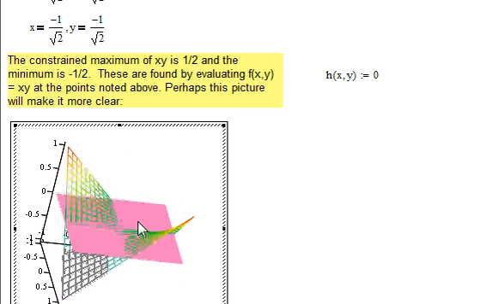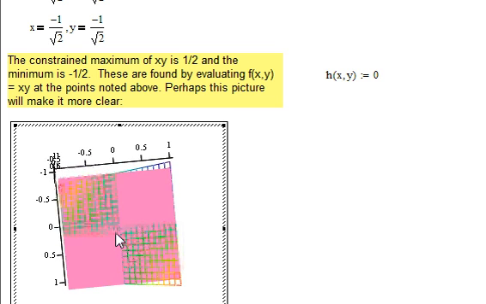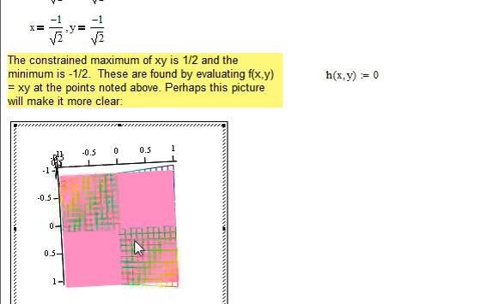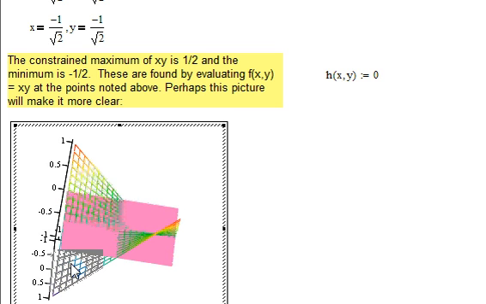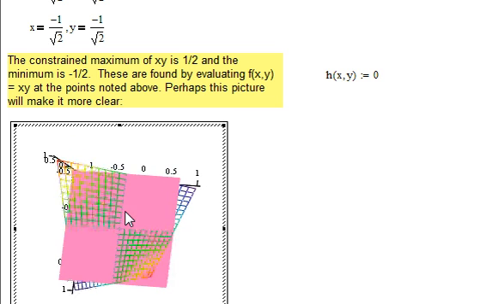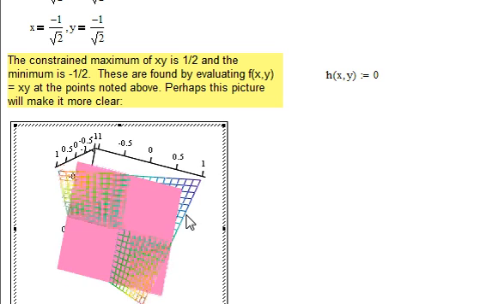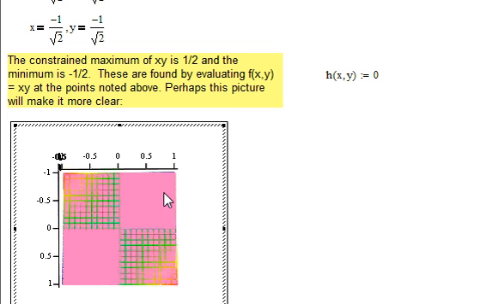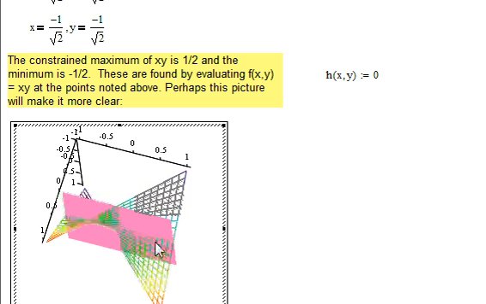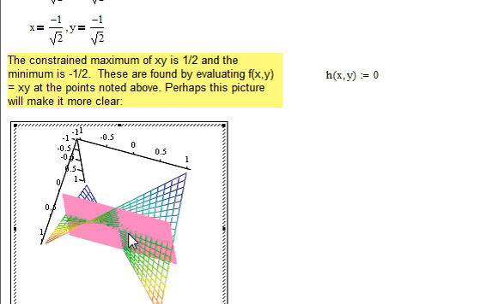And if x is positive 1 over the square root of 2, that's 0.7071, something like that, and y is negative that, then we'll get a maximal negative value of -1/2. And similarly, for x equals negative 1 over the square root of 2 and y equals positive 1 over the square root of 2, we'll get -1/2 there as well.